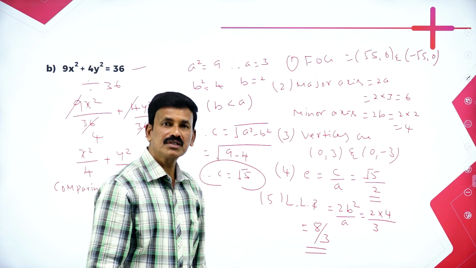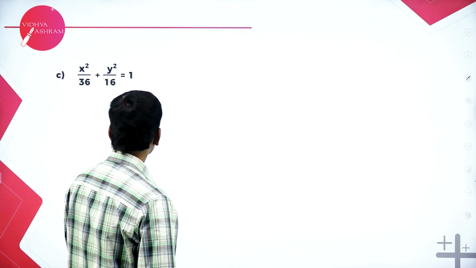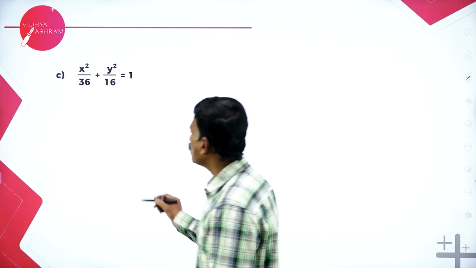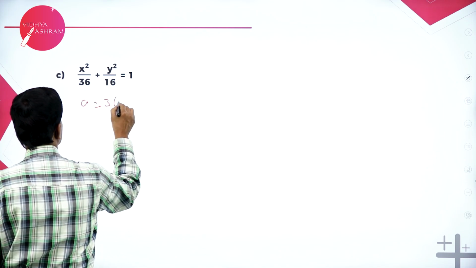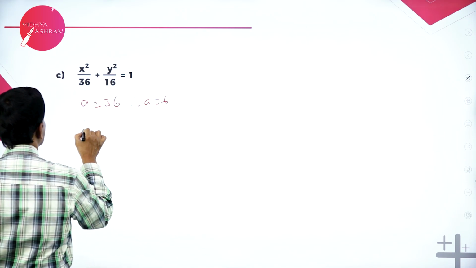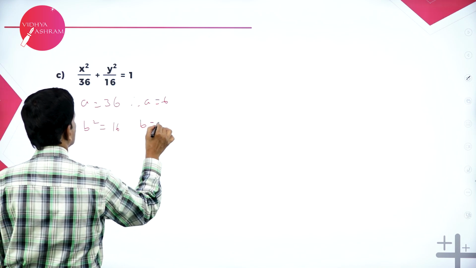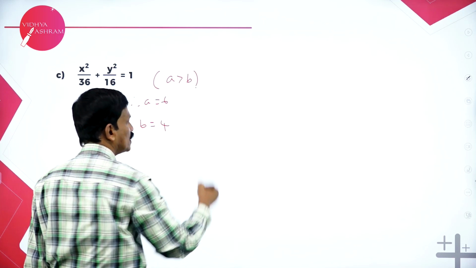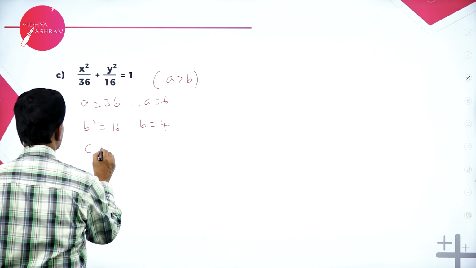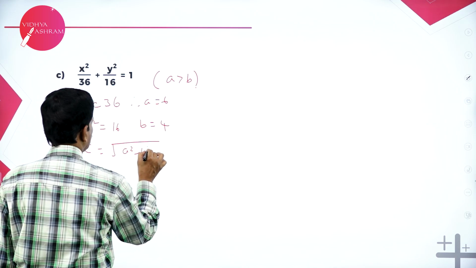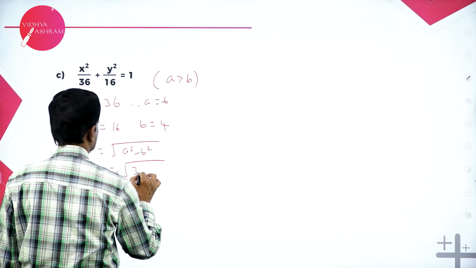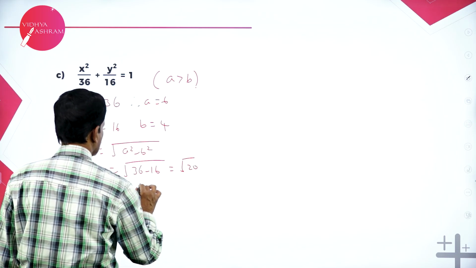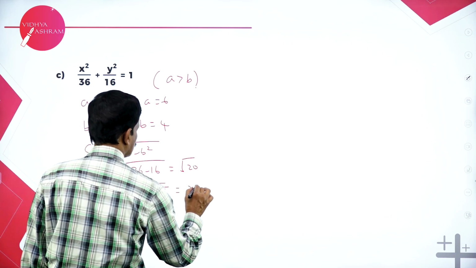Okay. Now move on to the next problem. Similar type. x square by 36 plus y square by 16 is equal to 1. Same as that of the first one. So here a square is equal to 36. Therefore a is equal to 6 and b square is equal to 16. b is equal to 4. So here a is greater than b. Right. Write down c. What is c? c is equal to root of a square minus b square. That's equal to root of 36 minus 16, root 20. Root 20 can be written as 4 into 5, that's equal to 2 root 5.